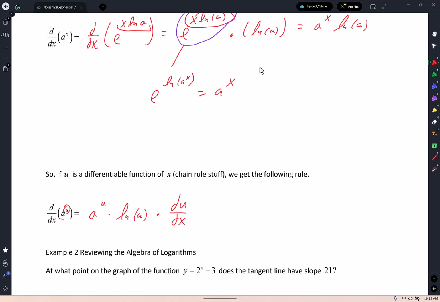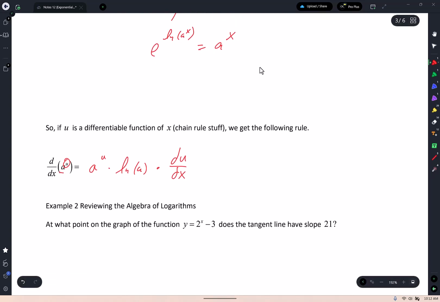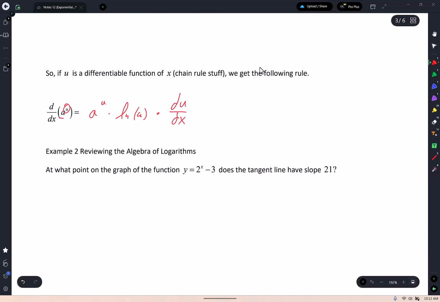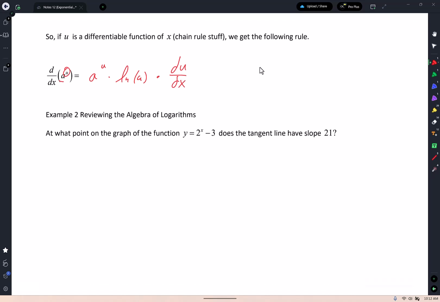Cool or not cool? So we're going to go slow, real slow, guys. So here we go. Plus, we're going to review also a little bit here. At what point on the graph of the function y equals 2 to the power x minus 3 does a tangent line have a slope of 21? No calculator.